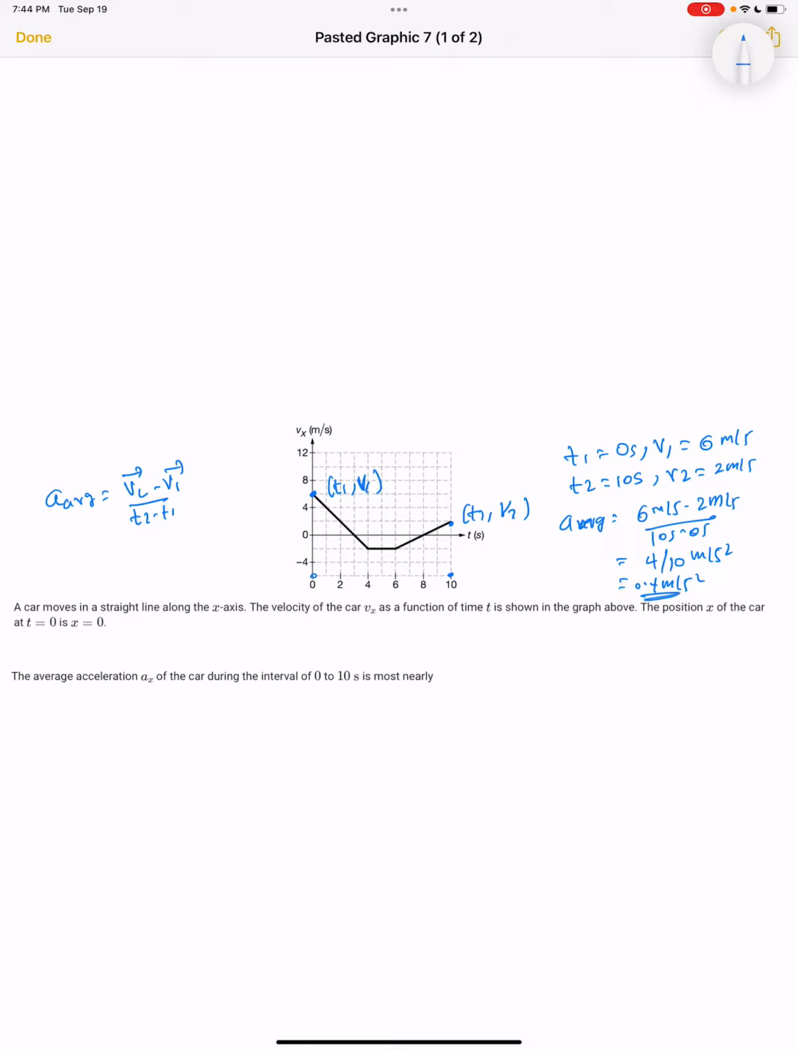Also think about if you're asked to find the instantaneous acceleration, what would you do? Remember that velocity is the integration of acceleration, and acceleration is the derivative of velocity. So if you're asked, let's say, at this region here, you just find the slope. That slope becomes the acceleration.